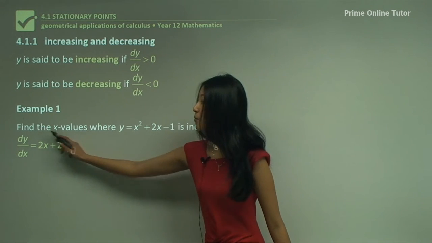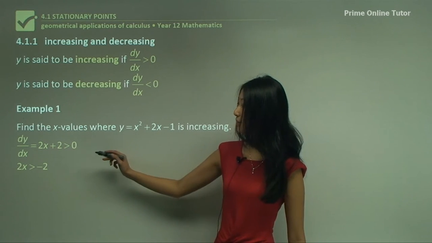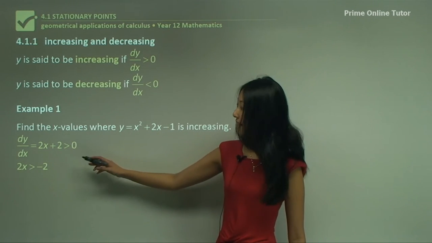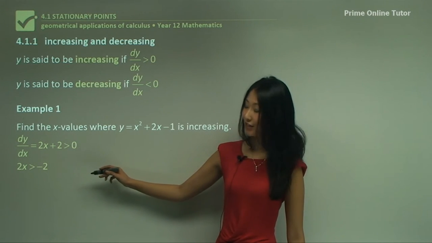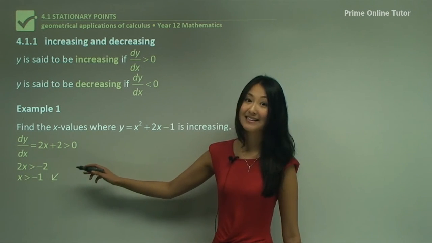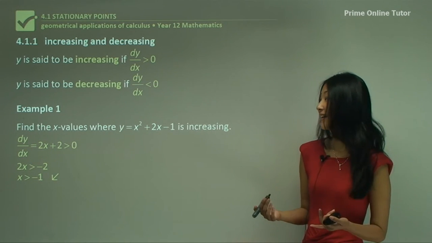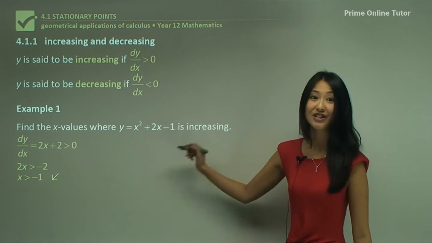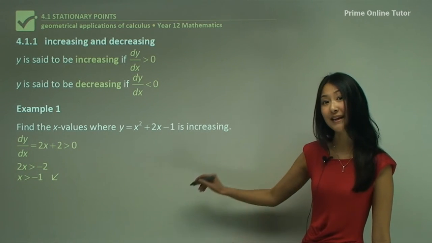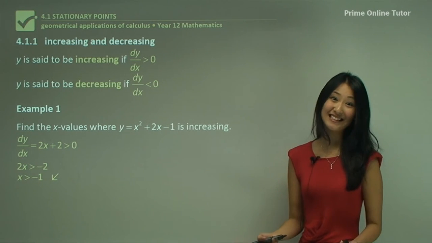Now we'll just be working with this portion of the equation. Move the 2 to the other side, we get 2x is greater than negative 2. Divide both sides by 2, so now we get x is greater than negative 1. What we've actually worked out is that whenever we sub a number bigger than negative 1 into this equation, that part of the graph will be increasing. Okay? Alright, let's go through some questions together now.